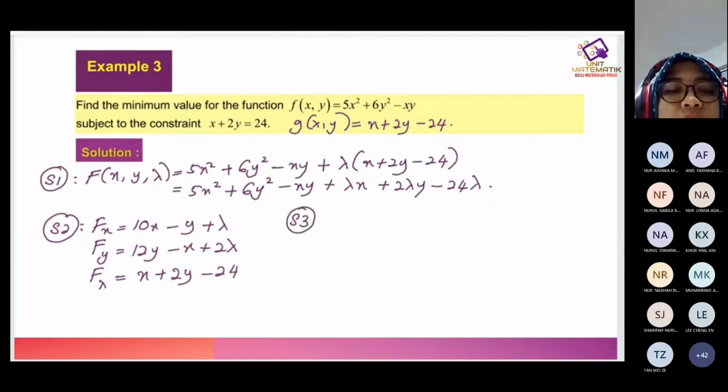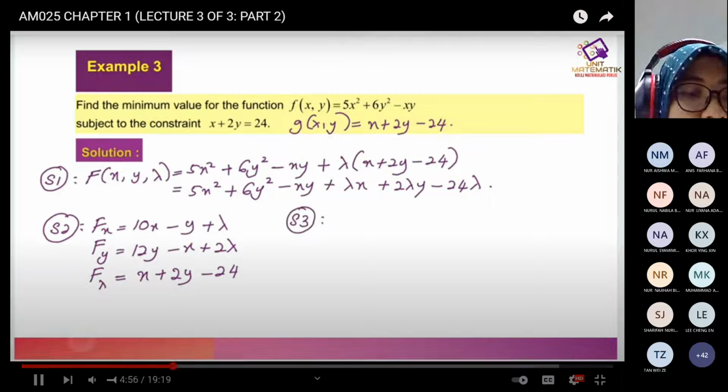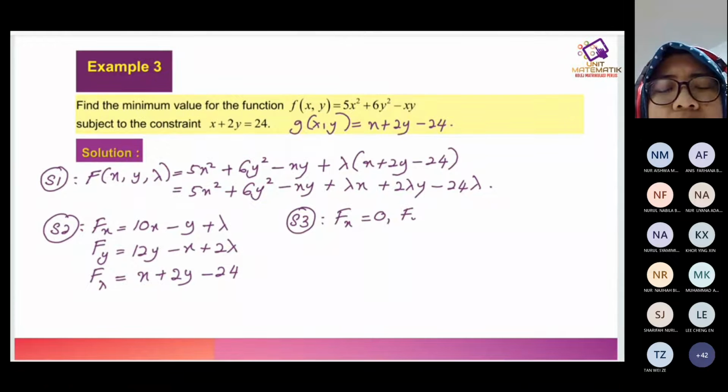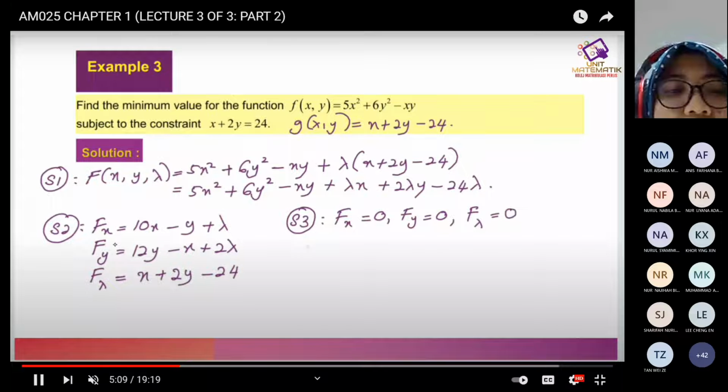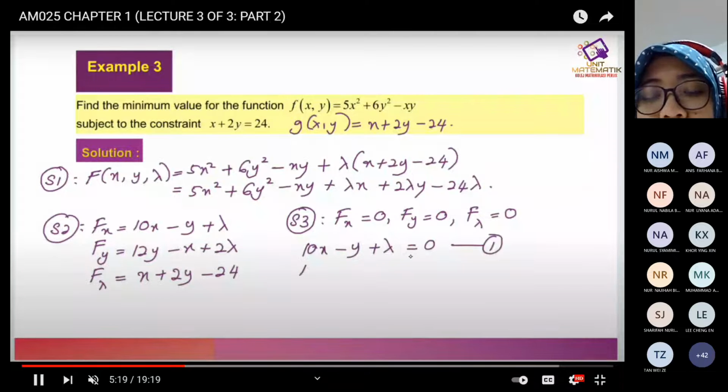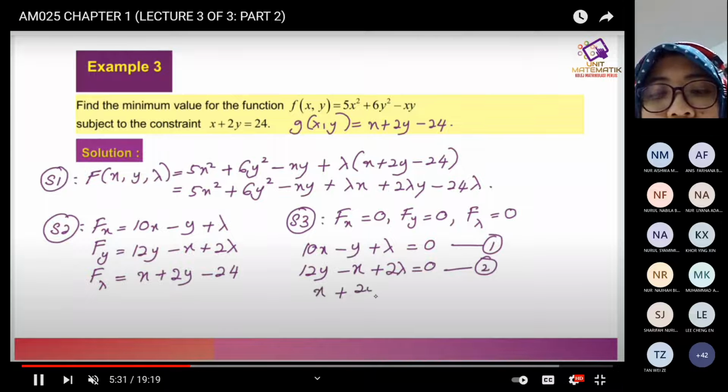Ini pun sama juga, kadang-kadang kita lupa. To find the critical point, F. If you notice, the step is the same, very the same as before. We need to find F sub x, F sub y, F sub lambda, and then in step 3 we need to find the point. When we want to find the point, we need to use the simultaneous equation. F sub x equal to 0 for the first equation, F sub y equal to 0 for the second equation, and F sub lambda equal to 0 for the third equation.